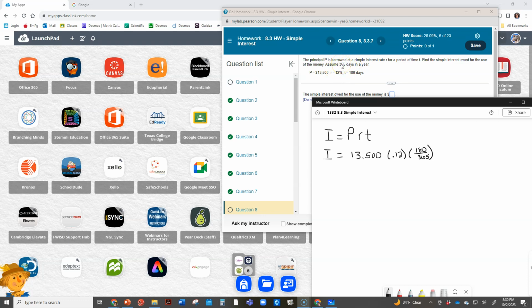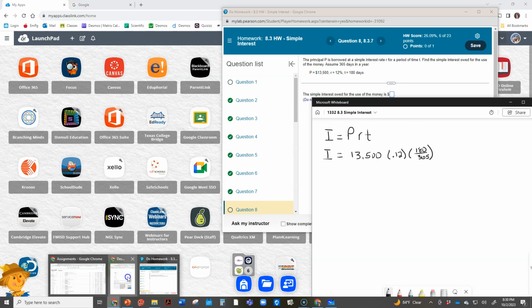Now, for this problem, question number 8, I figured out why they're giving us 365 days as a year, because here they've given us the length of time that we're going to have our loan, which is 180 days. Well, 180 days is not a full year. So we're only going to be doing part of the year. So we have to take this 180, the part that we're going to keep it, and put it on top and put 365 on bottom so we can figure out what fraction of the year we're keeping it. And then use our calculator to do that math.